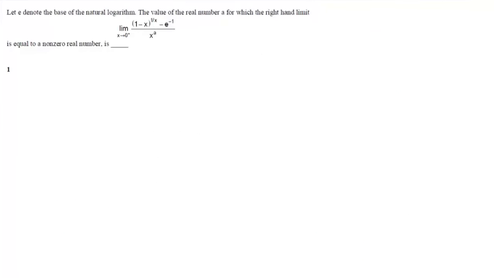Now here the question is: if e denotes the base of natural logarithm, then find the value of the real number a for which the right hand limit as x tends to 0 positive of ((1 minus x) to the power 1 by x minus e to the power minus 1) upon x to the power a is equal to a non-zero real number.